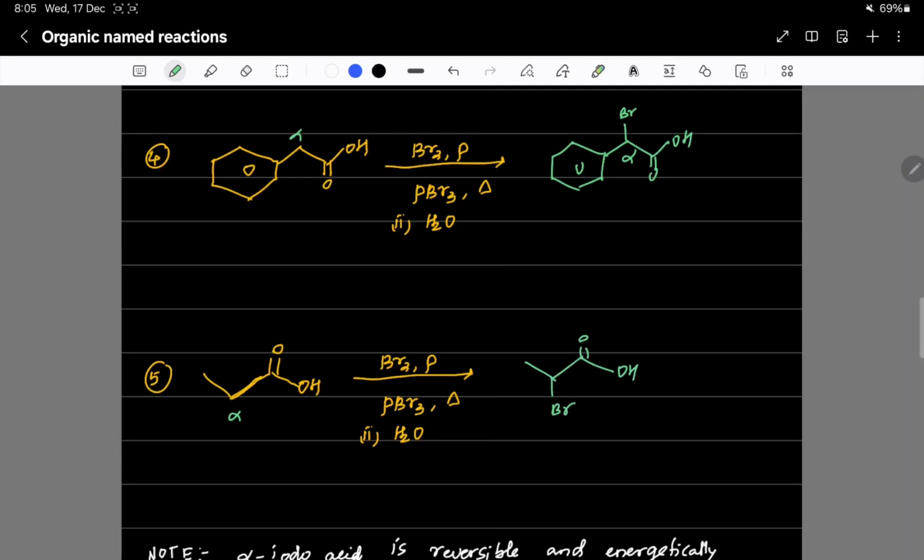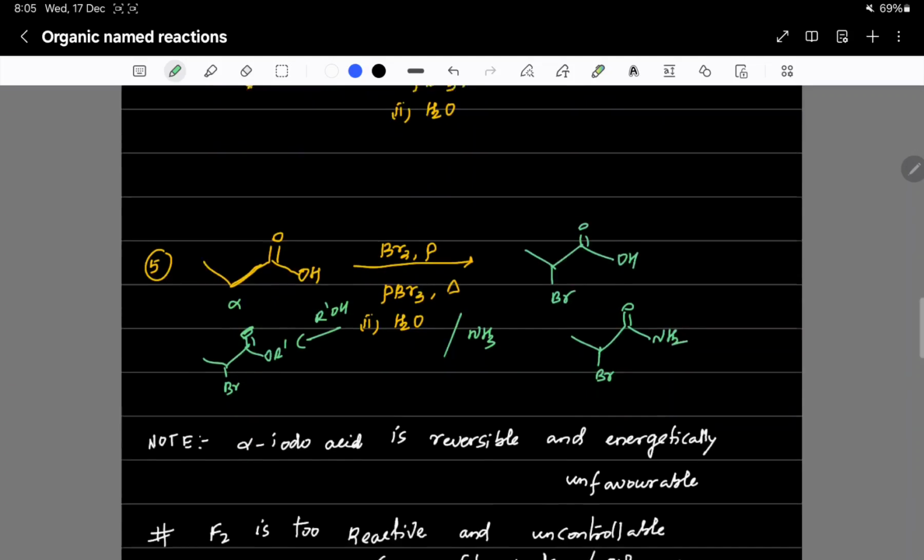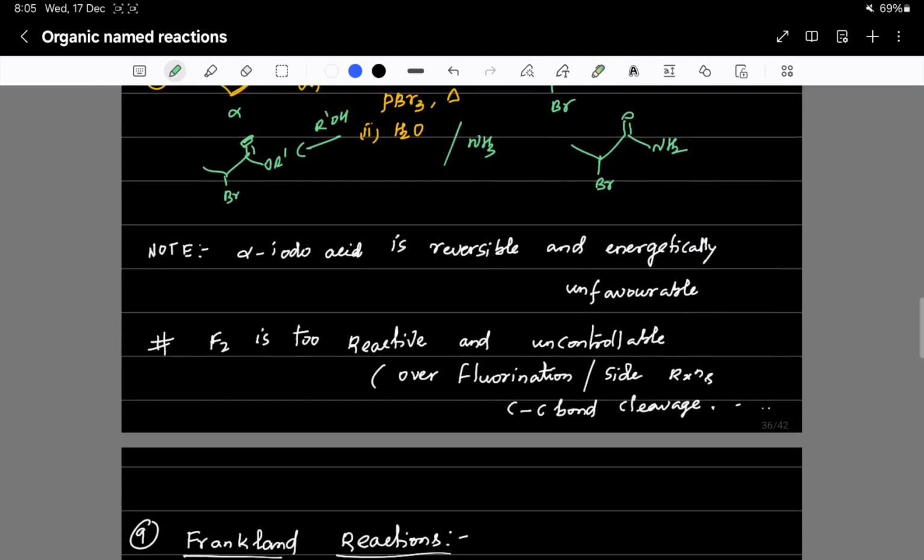Now if you use NH3 in place of water, we will get the compound C double bond NH2 with Br. In place of water, you can use any alcohol, and then you will get Br followed by OR. Now this is about our HVZ reaction, the Hell-Volhard-Zelinsky reaction. Generally, alpha iodo acid formation is reversible and energetically unfavorable.